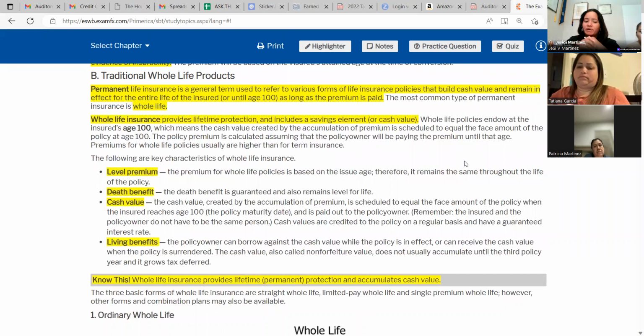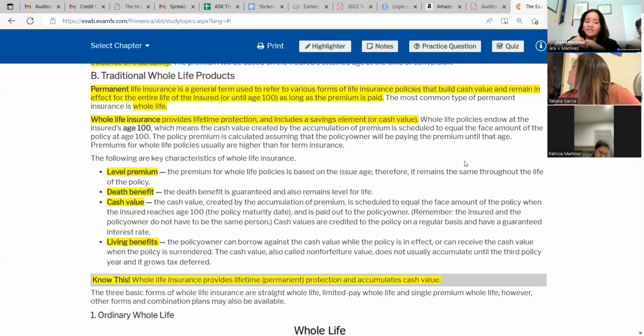Okay, so level premium: the premium for the whole life policy is based on the issue age. Therefore, it remains the same throughout the whole policy. We know level premium is also on term, so that's something they basically have in common. In the term policy, you have the same premium for that term. With whole life, you have the same premium until you're 100 years old. Death benefit is guaranteed and also remains level for life. That's another similarity with the other policy. The death benefit does not change as long as you keep that policy.